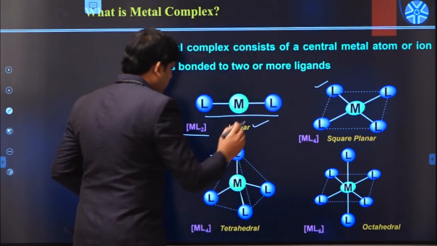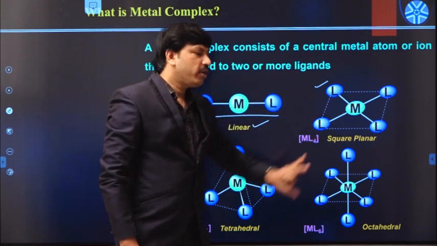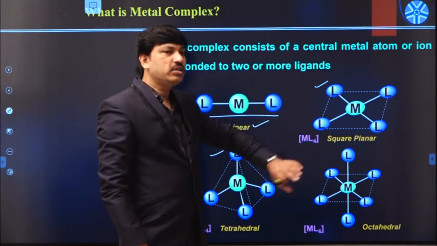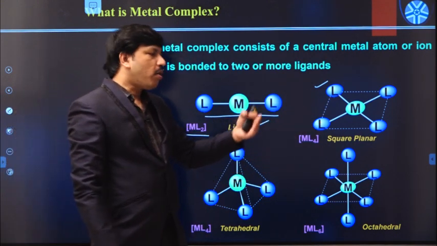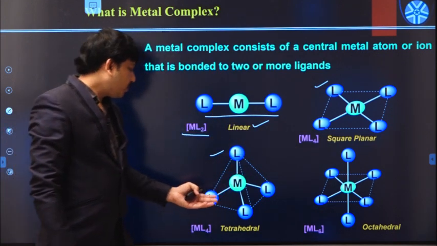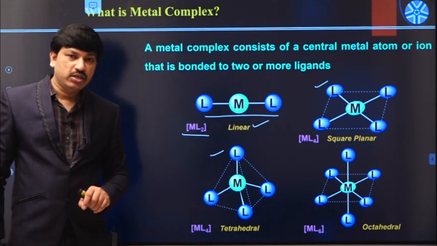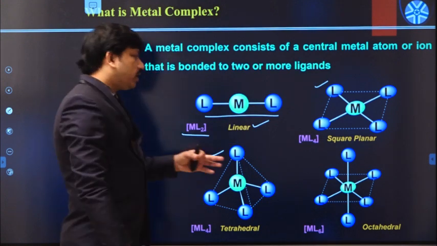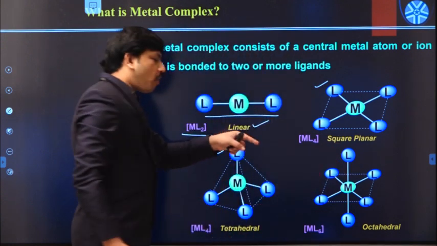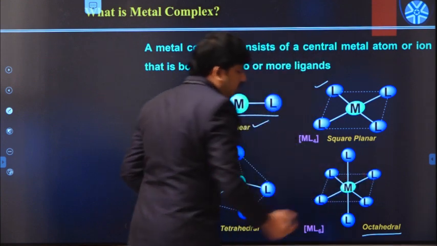like this or like this, we have 2 different geometries. This is a square planar geometry, and this is a tetrahedral geometry. So in the case of 4 ligands bonded to the metal center, either square planar or tetrahedral geometry is possible. That mainly depends on the nature of the metal center and the strength of the surrounding ligands. And in case 6 ligands are bonded to the central metal atom or ion, there is an octahedral geometry like this.